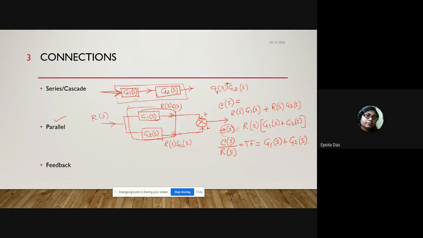Now, sometimes students by mistake are not able to identify a parallel path and a feedback path.